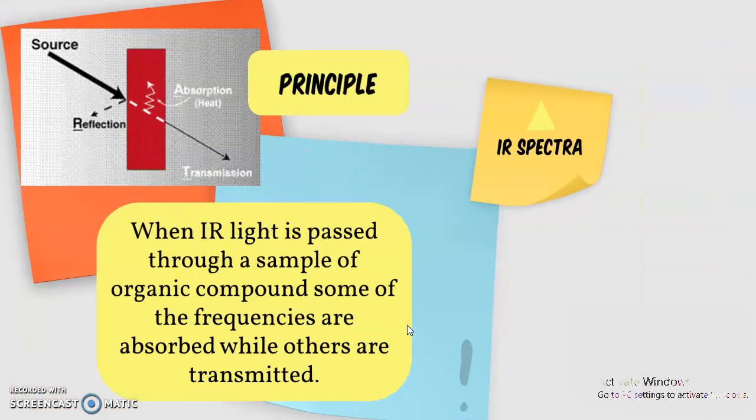So once done with the objectives, it's time for the principle. So what is the principle of IR spectroscopy? When any IR light is passed through a sample of an organic compound, some frequencies are absorbed while others are transmitted. We by now should know the difference between three things: reflection, absorption and transmission.